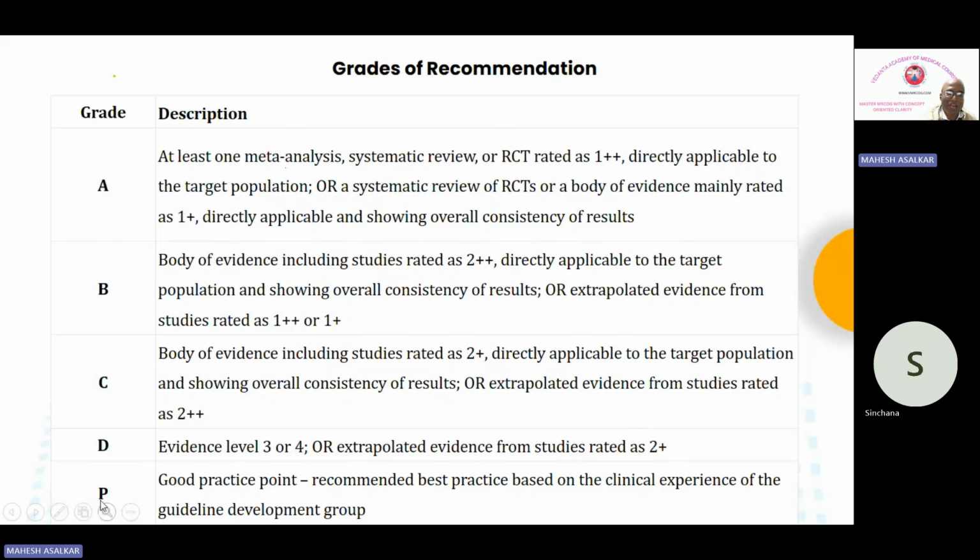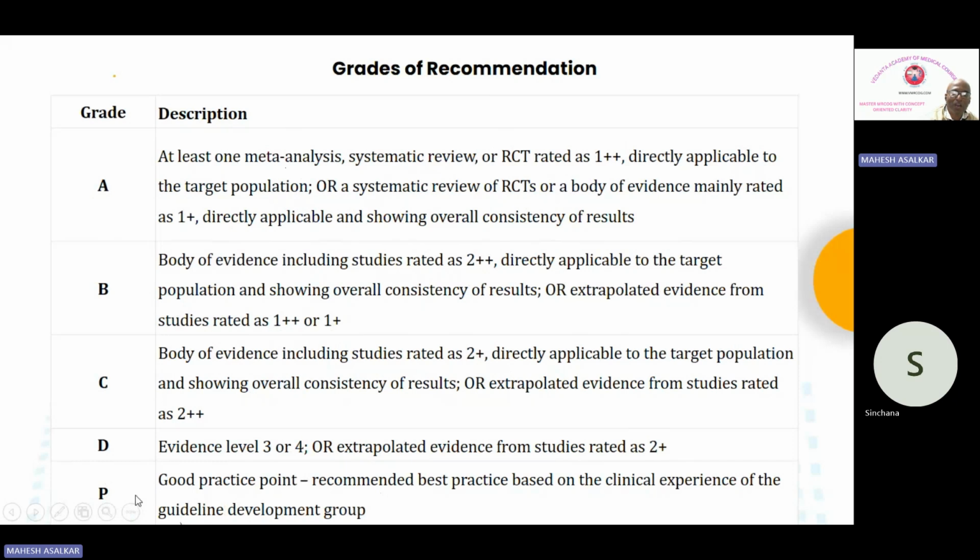And P stands for good practice point, recommended best practice based on clinical experience of the guideline development group. So it is a recommended best practice based on the clinical experience of the guideline development group. That is labeled as a P.